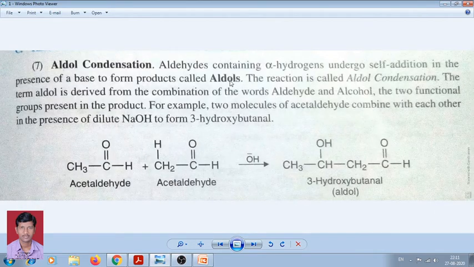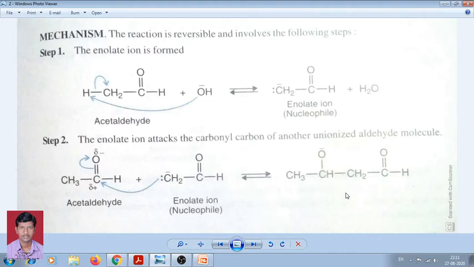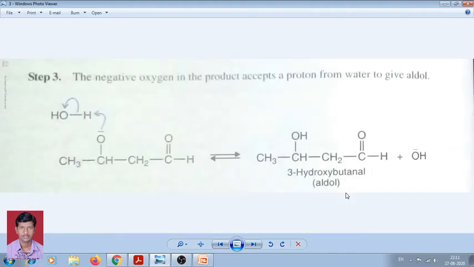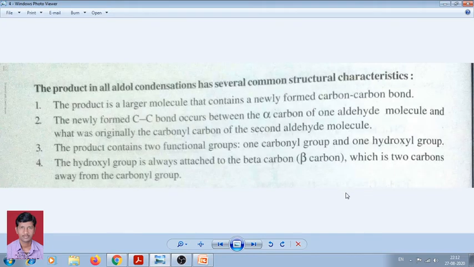Now, I think you are well aware of the aldol condensation. What is aldol condensation? The condensation of aldehydes containing alpha hydrogen atoms in the presence of base gives aldol as a product. This reaction is called the aldol condensation reaction, and this is the chemical reaction and the mechanism, which is involved in 3 steps. Now, there are some common structural characteristics of aldol condensation reactions.